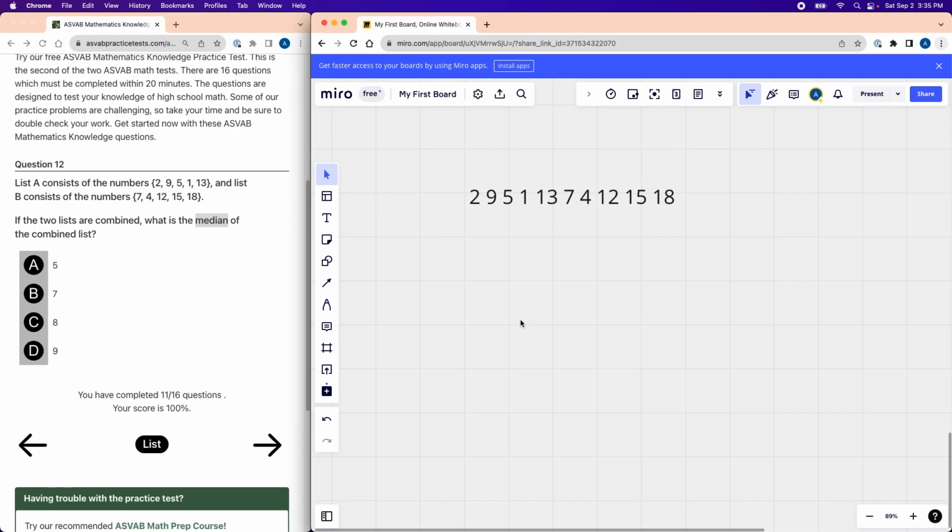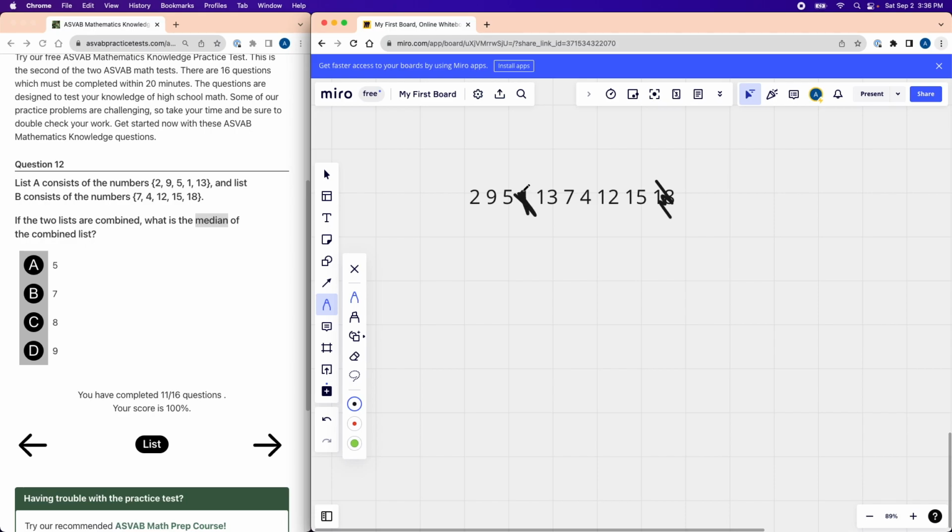One way you could do this is to rewrite the list, sorting it from smallest to greatest. Again, given that we have a time limit on the ASVAB, the way I solve it is I write this list like what I have right here, and then I start crossing off in iterations the smallest and the biggest. So what's the biggest number right now? That's 18, so let's cross that one out. And the smallest one right now is 1, so let's cross that one out.